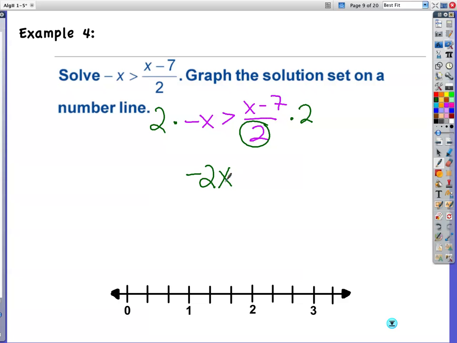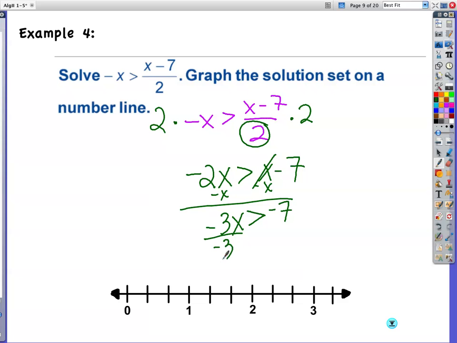I am not multiplying by a negative number, so I will keep the inequality the same direction, and now I have x minus 7. Get my x's together by subtracting x from both sides. I have -3x is greater than -7. I want to get x by itself, divide by -3, divide by -3. I'm dividing by a negative number. That means I need to switch my inequality. Negative divided by negative is positive. All right, so the trick is not that it's mathematically hard, it's that you got to remember when to switch your inequality and when not to switch your inequality.